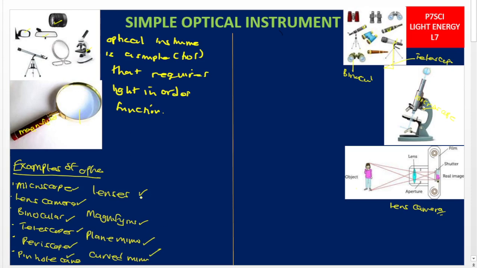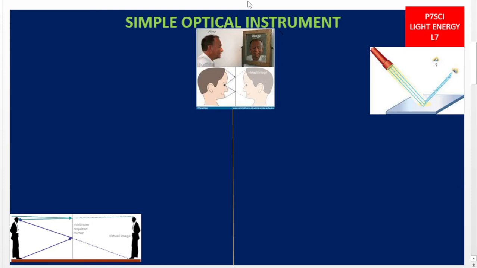microscope. Those are the simple optical instruments that we are going to discuss in this lesson and other lessons to come. Remember, we've said they are called optical instruments simply because they need light in order to function. Now, in this lesson, we are going to start with the plane mirrors.